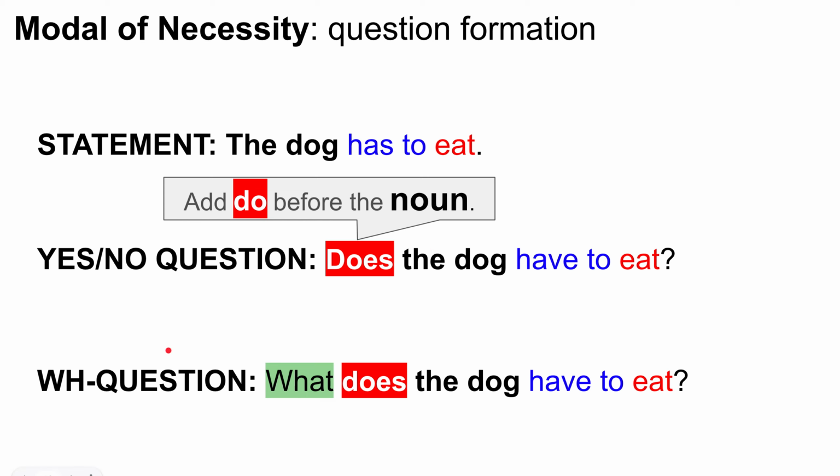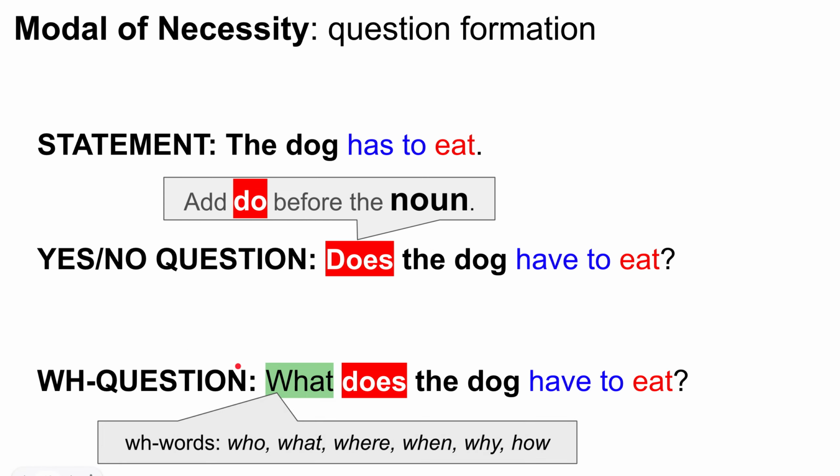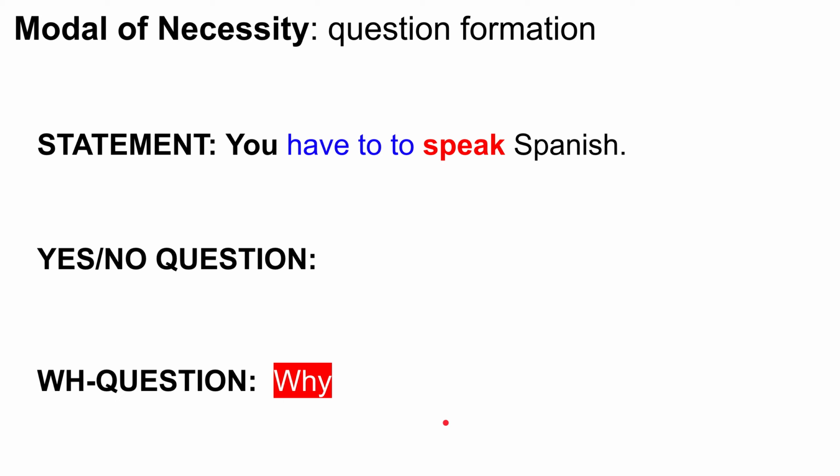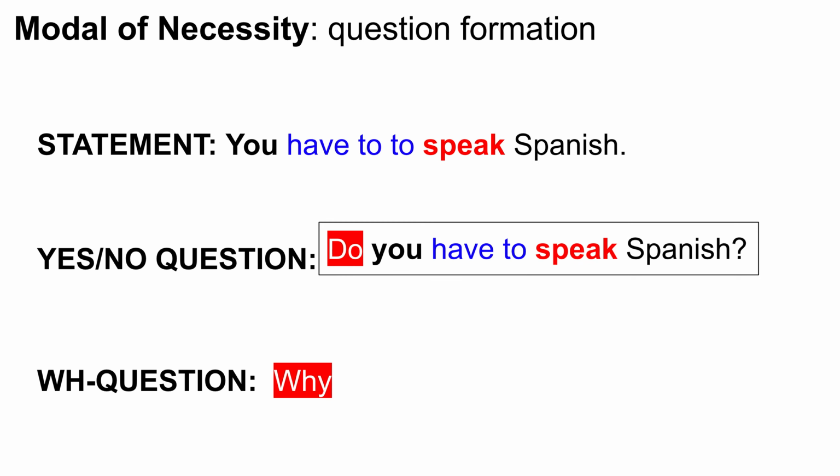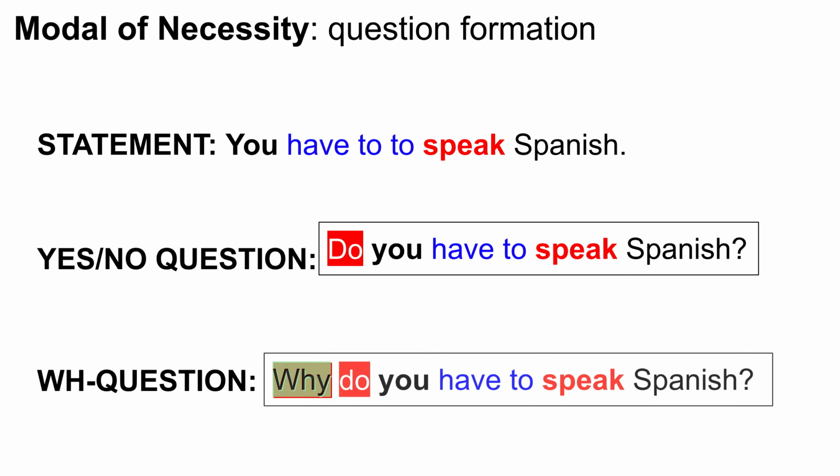Now the subject is the dog. If I want to make a WH question, I add a WH word: who, what, where, when, why, how. What does the dog have to eat? Let's practice this. You have to speak. Yes/no question: do you have to speak? WH question: why do you have to speak?